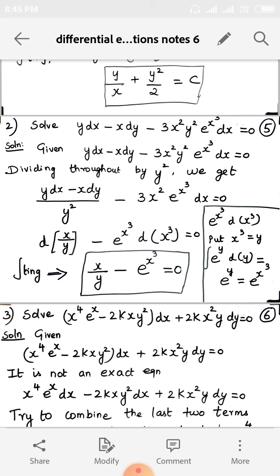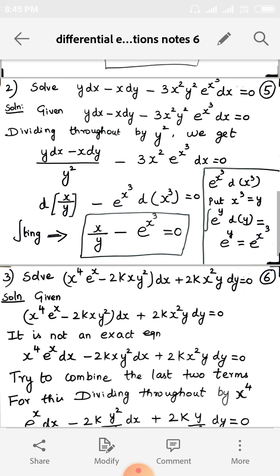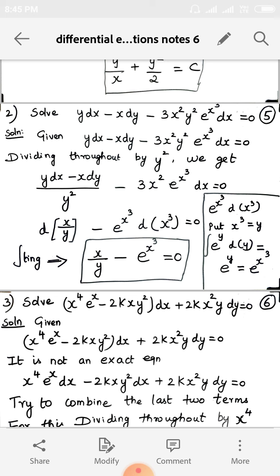Now integrating. After integrating, differentiation gets cancelled. So we get simply x by y minus e power x cube is equal to 0. Okay. So this is the substitution method. Just put x cube is equal to y for e power x cube differentiation of x cube. So e power y differentiation of y is nothing but e power y. After integrating, differentiation gets cancelled. So we get e power x cube.